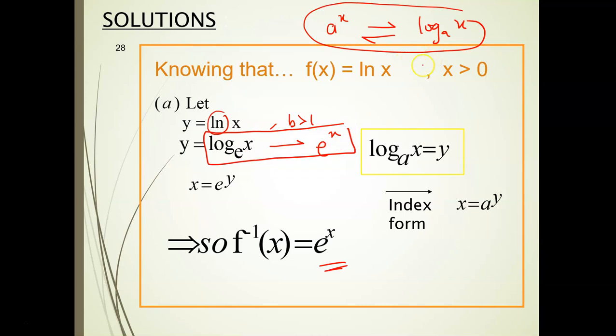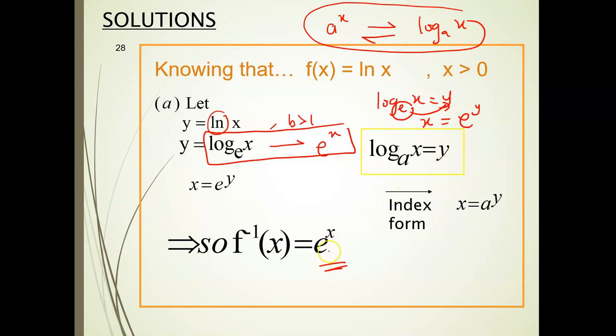If you find it very hard to memorize, then log e of x equals y, then you just bring this e and push that y up. So you will have x equals e^y. So x equals e^y, then finally we will change into x form, in terms of x.